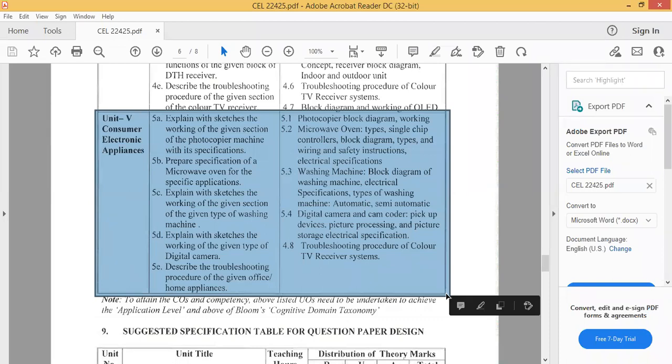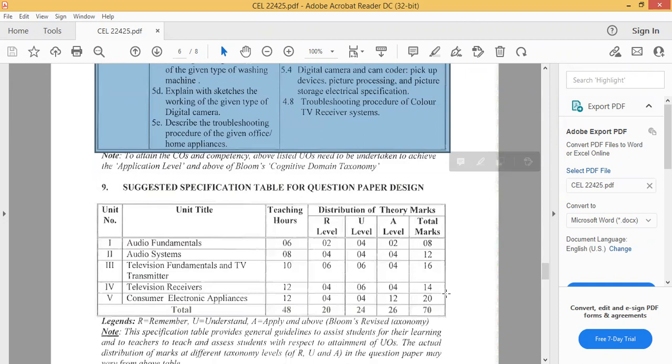So all these points you have to learn in this consumer electronics.